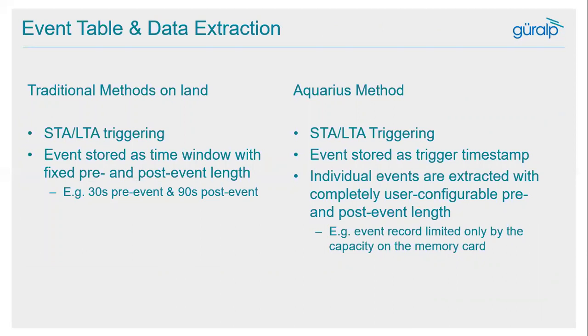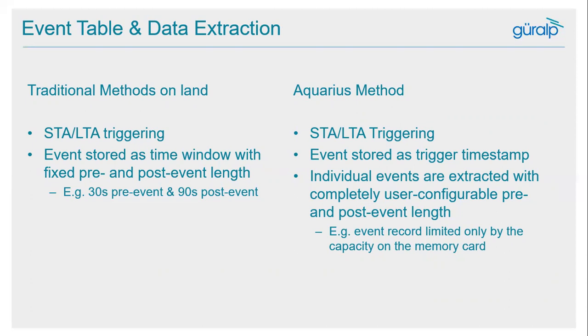Okay, so event table and data extraction. We're just going to compare a little bit about the traditional methods on land versus what we have with the Aquarius. So on land, the traditional method is that we would trigger with a threshold either on STA/LTA, or an absolute threshold. And the event would be stored as a time window with a pre-configured pre and post event length. So for example, we would have a continuous recording stream and then individual files for each earthquake or each event that is recorded.